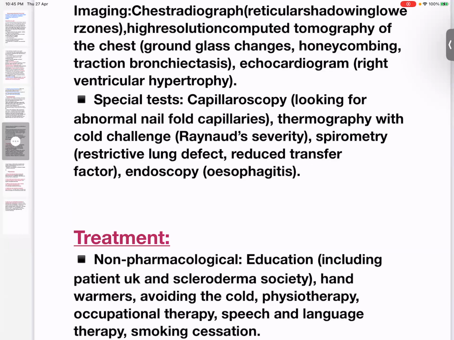Spirometry, pulmonary function test, you will find restrictive lung disease. Restrictive means that there is pulmonary fibrosis or interstitial lung disease. Reduced transfer factor, this is lung diffusion. In the CO test, you will find reduced transfer factor. Endoscopy for esophagitis.